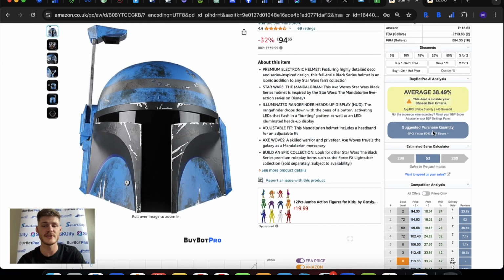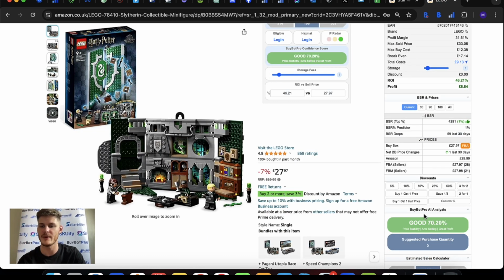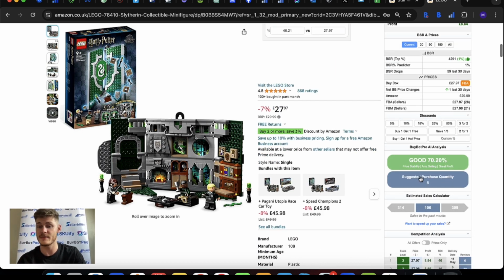Now, the suggested purchase quantity: because it does not have a confidence score of 50% or over, it's not going to give us a suggestion, because again, there's a tremendous risk with going ahead with this product. But let's look at a product where we've got a good confidence score. It does meet our criteria, so it's given me a suggested purchase quantity of 5.